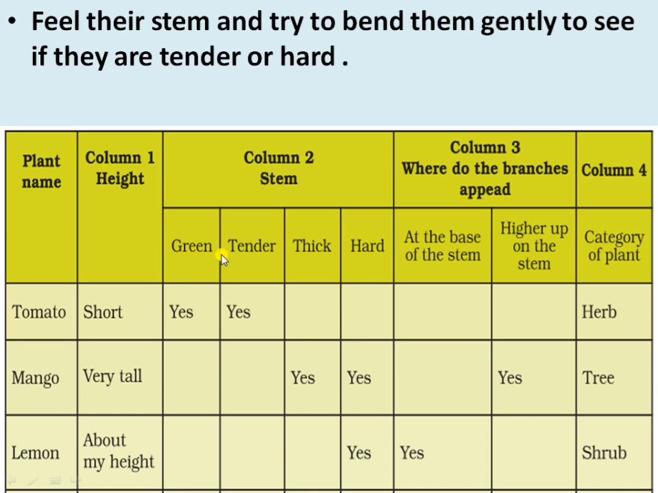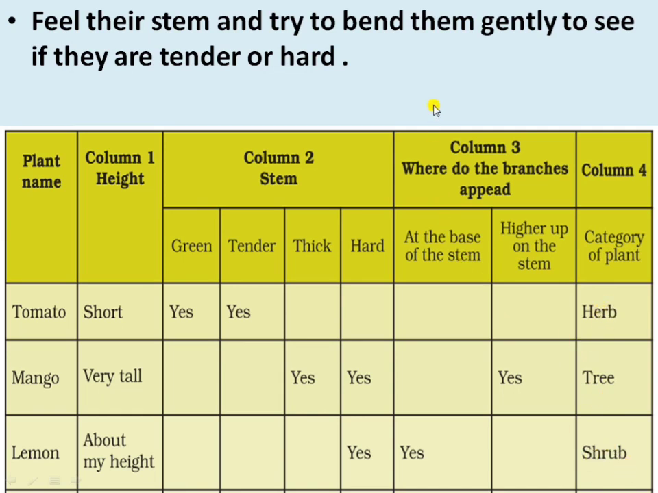Then column 2 is about the stem. If the stem is green or tender, or the stem is thick or hard. If the stem is thick, then mention yes. If it is a hard stem, mention yes. Or if the stem is tender or not thick, then mention simply no. Then in column 3 you have to answer whether the branches appear at the base of the stem or higher up on the stem. After that, the category of plant: whether the plant is a herb, tree or shrub.